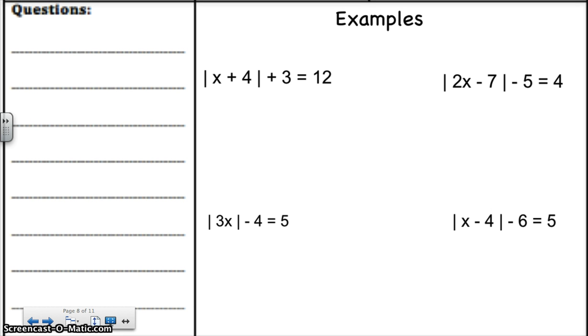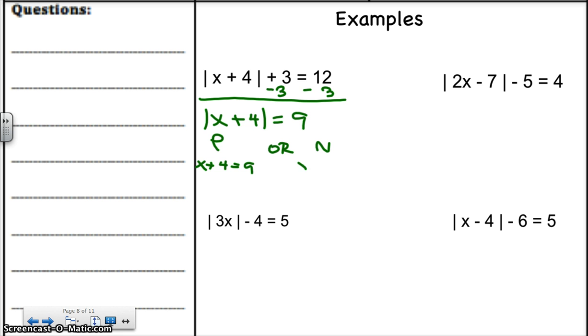So, this first example, is the absolute value sign by itself, yes or no? So what do I need to move? The 3. Plus 3, the opposite of plus is subtract. And I'm left with the absolute value of x plus 4 is equal to 9. Now my absolute value sign is all by itself, so I can make my cases. The positive case, x plus 4 is 9, or my negative case, x plus 4 is negative 9.